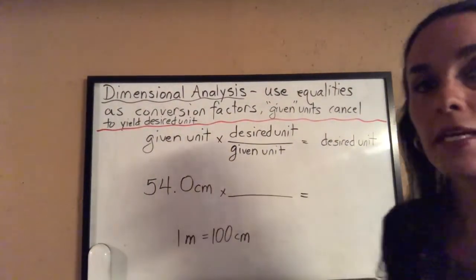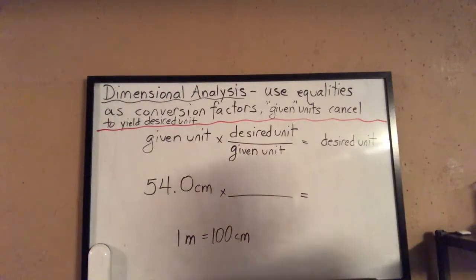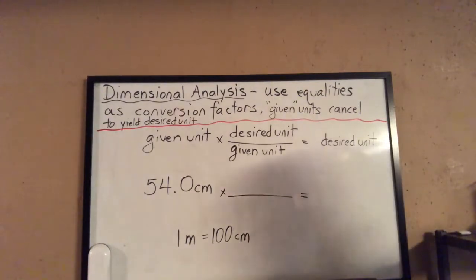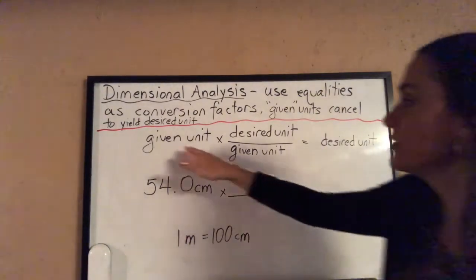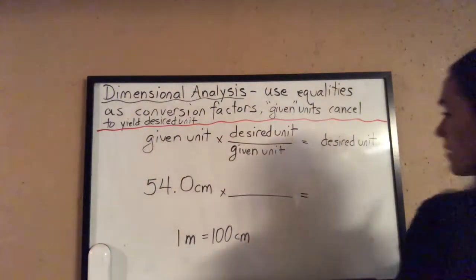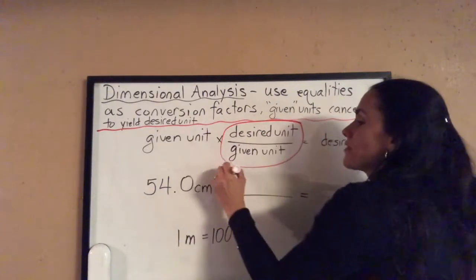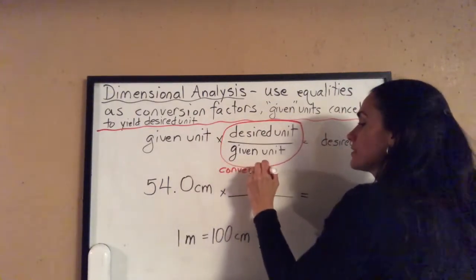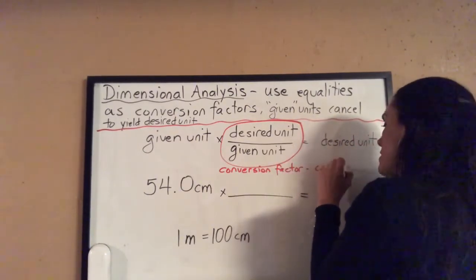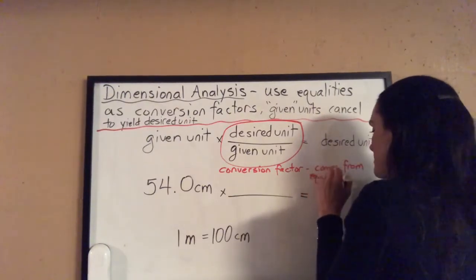Okay. The technique of dimensional analysis uses equalities as conversion factors. The given units will therefore cancel out to yield the desired unit. You have a measurement with a given unit. You set up your conversion factor that comes directly from the equality. The given units will cancel out. This is what we call a conversion factor. It comes from the equality that relates the two units.